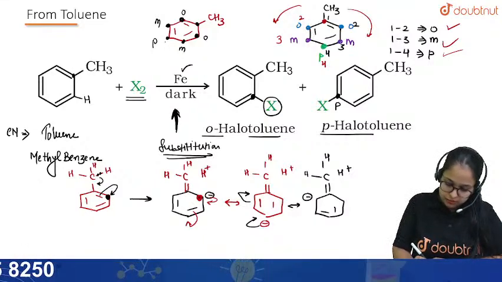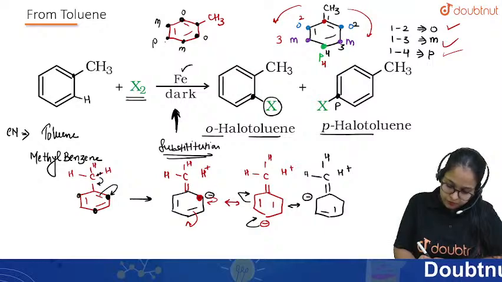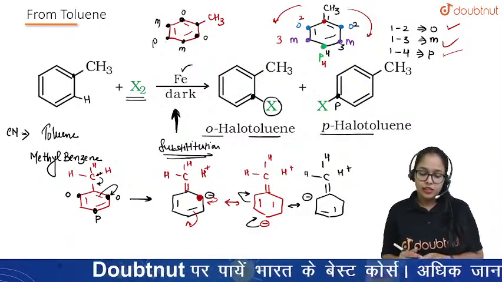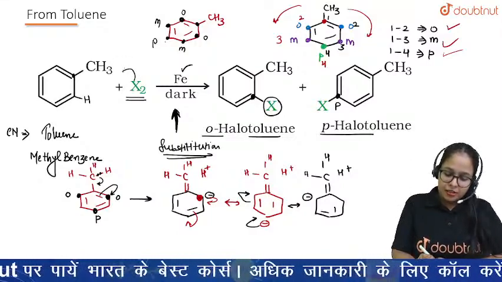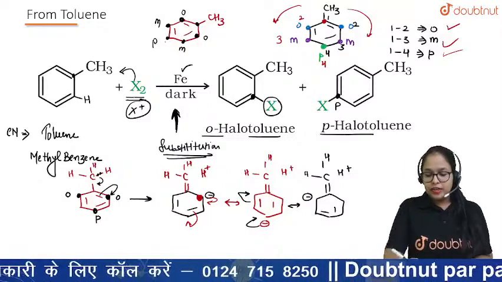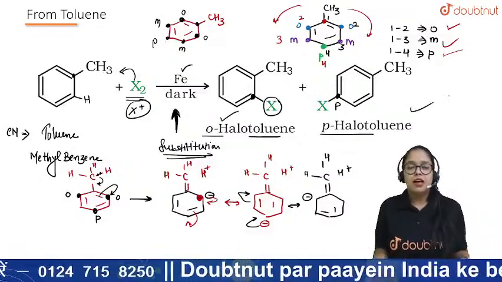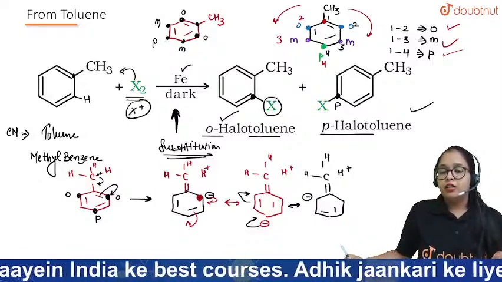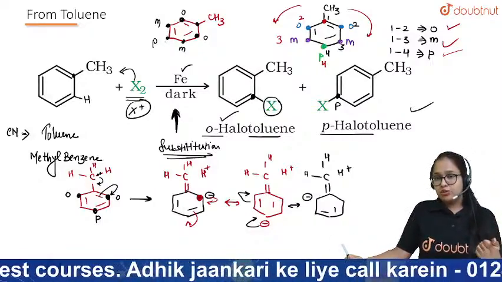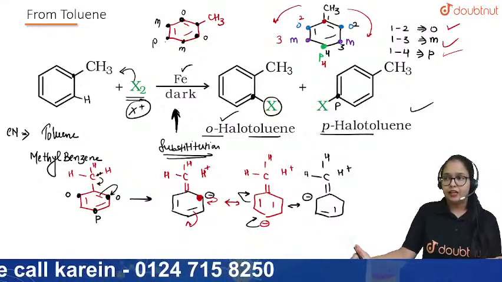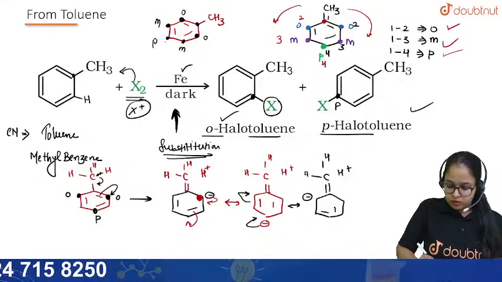So as we have understood, the electron density is increasing either at the ortho position or the para position. The electron density comes here, here, or here. It is the ortho, ortho and para positions which have high electron density. It takes X positive from it and attaches itself to it, right? So we get ortho halotoluene and para halotoluene as the major products whenever we add X2 or halogen to toluene in the presence of iron and dark conditions, right? So this is the way to prepare haloarene.